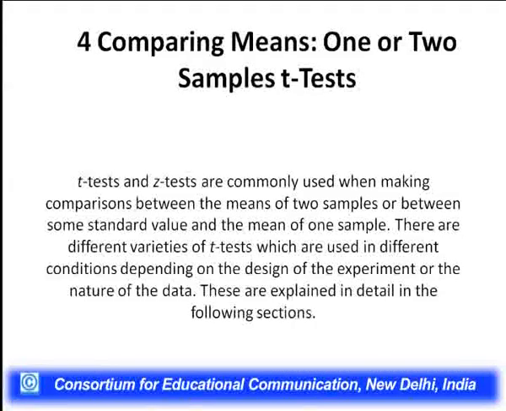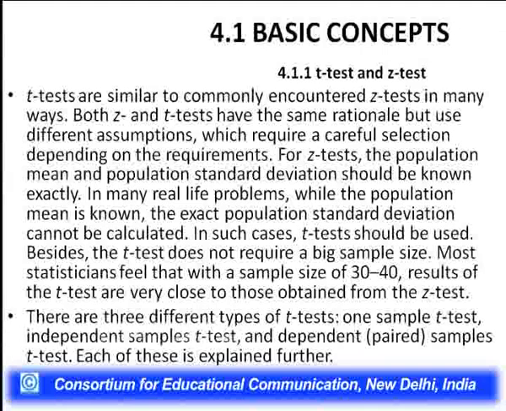T-test and z-test are commonly used when making a comparison between the means of two samples or between some standard value and the mean of one sample. There are different varieties of t-test which are used in different conditions depending on the design of the experiment or the nature of the data. These are explained in detail in the following sections. So, the first section which we are going to discuss today is a basic concept, a t-test and a z-test.